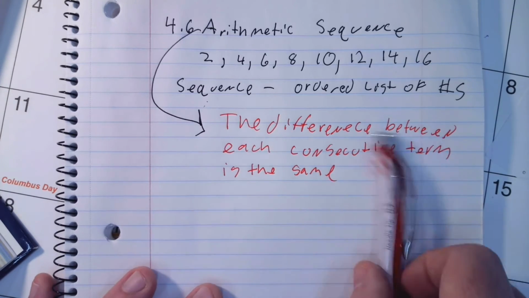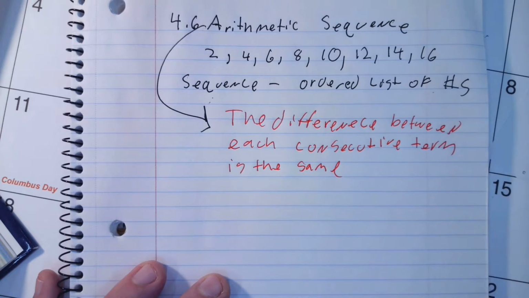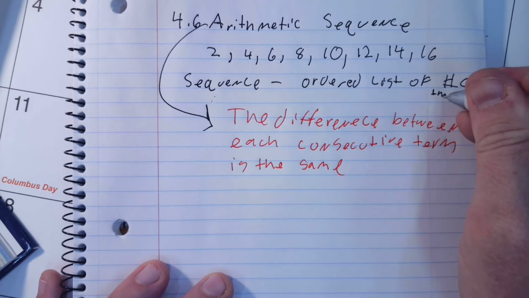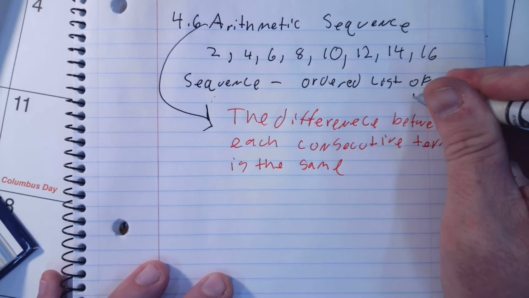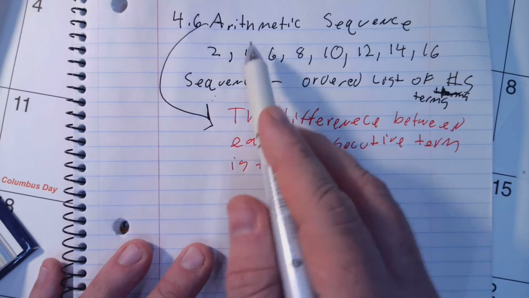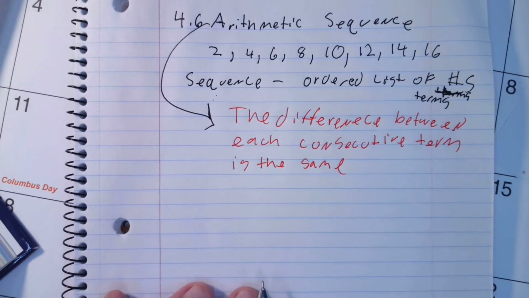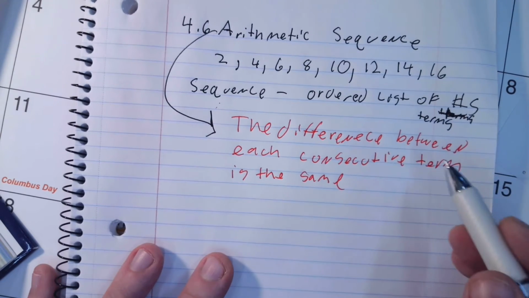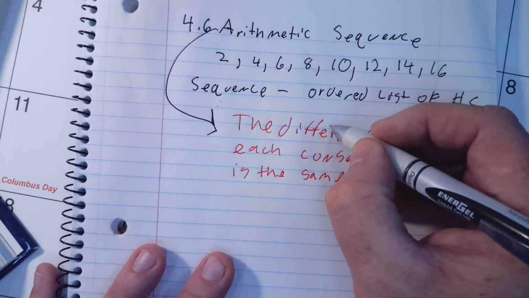So an arithmetic sequence is an ordered list of numbers, or terms. I should have put "or terms," without the H, terms. In an arithmetic sequence, the difference between each consecutive term is the same. Okay? So in math, difference doesn't mean, what does it mean? Subtraction. It means subtraction, right?